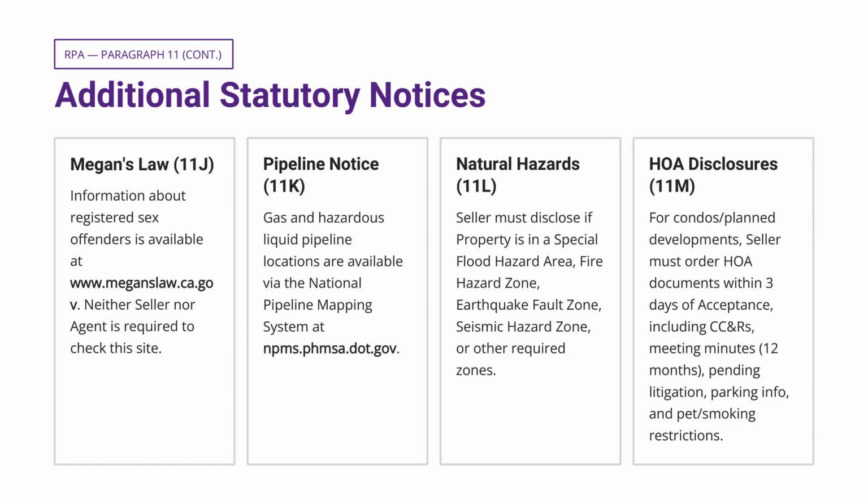Additional statutory notices inform parties of important public information. This includes Megan's Law for sex offender data, pipeline locations from the National Pipeline Mapping System, and mandated natural hazard disclosures. For HOAs, sellers must order documents like CC&Rs and meeting minutes within 3 days of acceptance for buyer review.